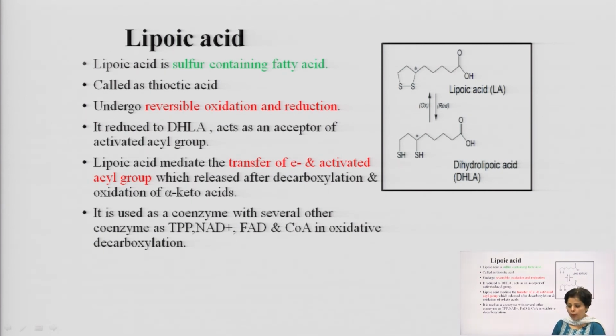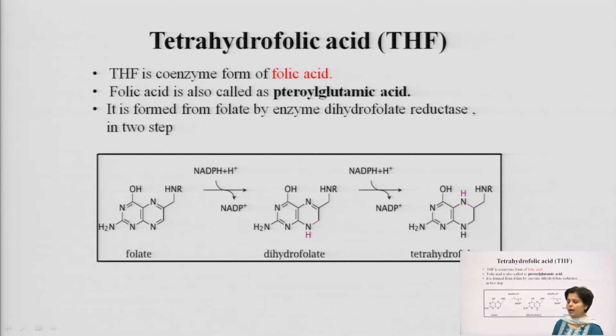It is used as a coenzyme with several other coenzymes just like TPP, NAD plus, FAD and coenzyme A in the oxidative decarboxylation. ऐसे ये काम ही करते हैं, बहुत ही इस तरीके से काम नहीं करते, but it will be together with another coenzyme that it will participate. The next one is tetrahydrofolic acid.